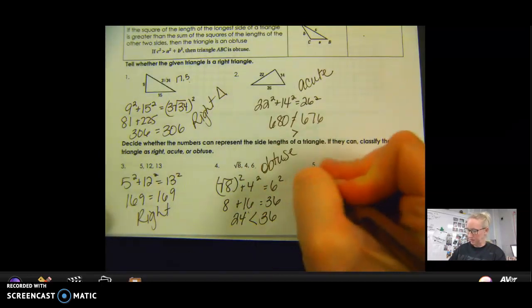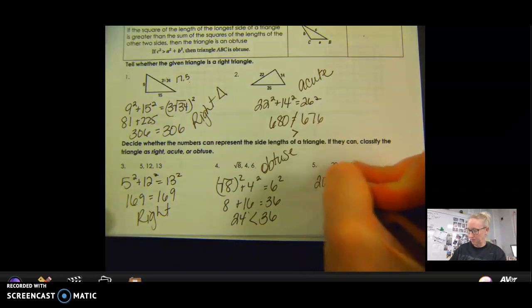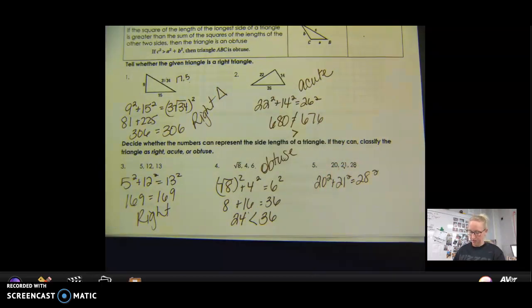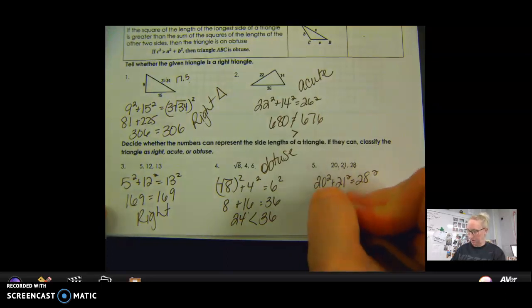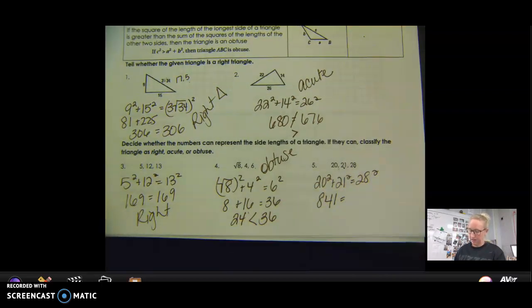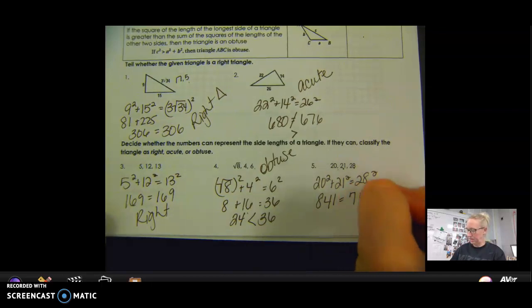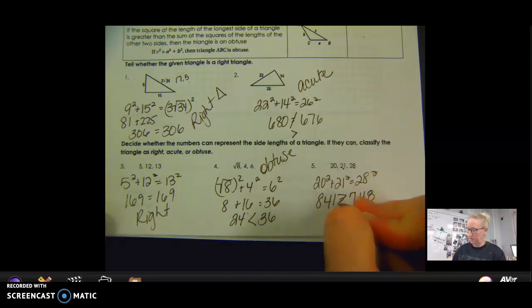And last one, 20 squared plus 21 squared equals 28 squared. So 20 squared plus 21 squared is 841. 28 squared is 748. So this is not equal, this is bigger, so this is a cube.